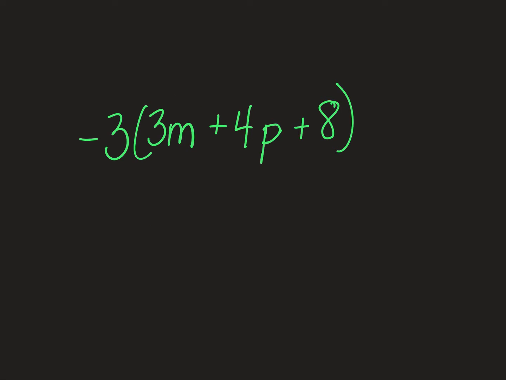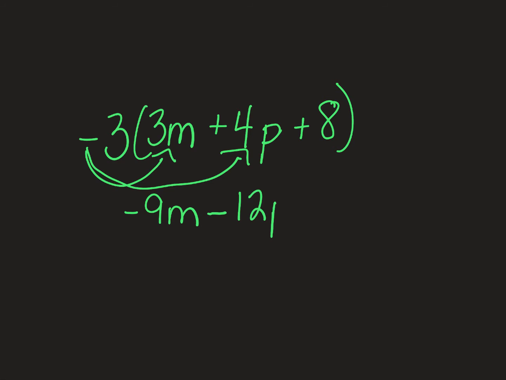All right, solve it. Negative 3 times 3m plus 4p plus 8. All right, let me help you here. So negative 3 times 3m would be a negative 9m. Negative 3 times positive 4p would be technically minus 12p. If you had plus a negative 12p, that's still acceptable. Negative 3 times positive 8 would be minus 24. See, Bear? All right, good.